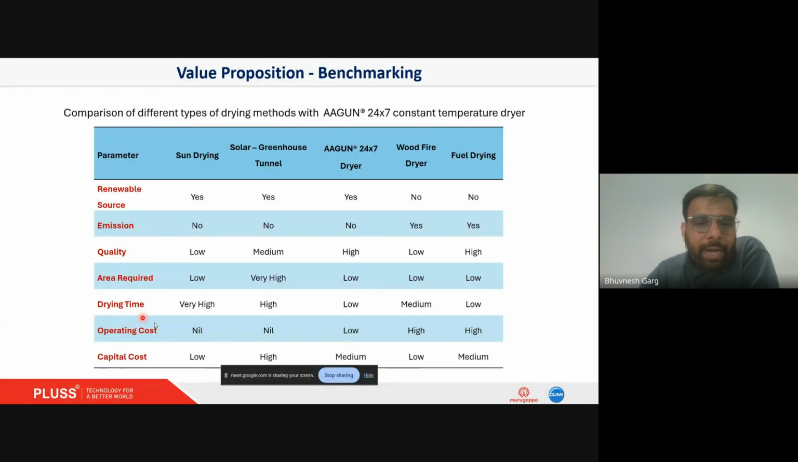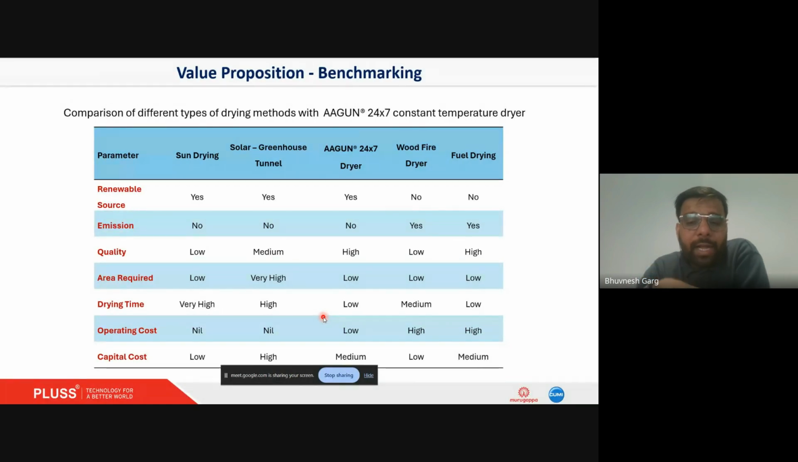Then drying time is quite low for argon, in spite of other solutions, because you are able to dry your food product for 24 hours. Instead of having only 8 hours of sunshine, you are still able to maintain your temperatures for 24 hours. Operating cost for sun drying and greenhouse tunnel is nil, but for argon it is low. Why is it low? Because you are not having any electricity grid which is connected to your product.